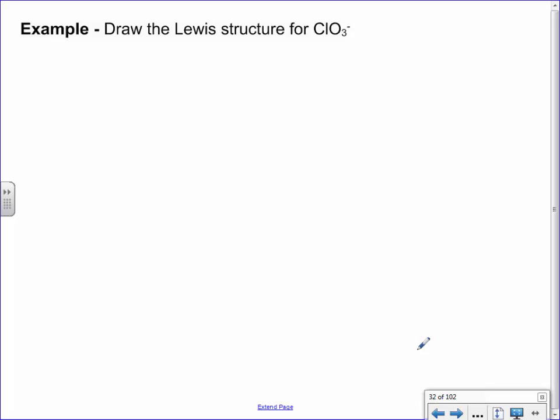So let's try to do chlorate, ClO3-. I'm going to try to show you what a chlorate looks like. So here's the way I like to organize this. First, you've got to tell me how many valence electrons the chlorine brings to the table. Chlorine brings 1, 2, 3, 4, 5, 6, 7 valence electrons. How many valence electrons does an oxygen bring to the table? 6. But I'm going to times that by 3 to get 18 because there are 3 oxygens there.